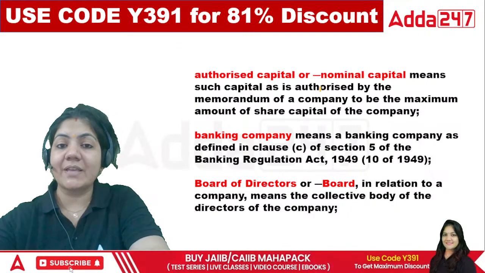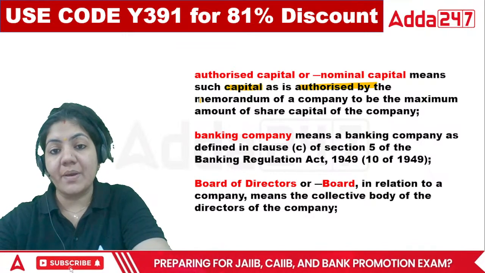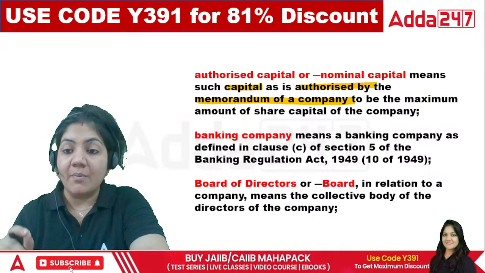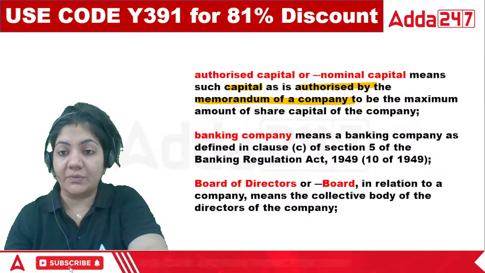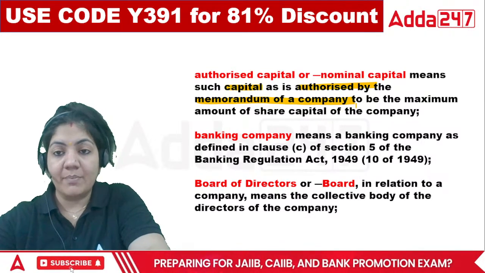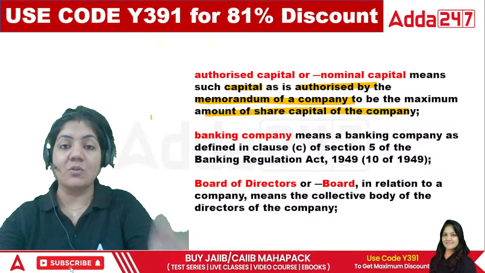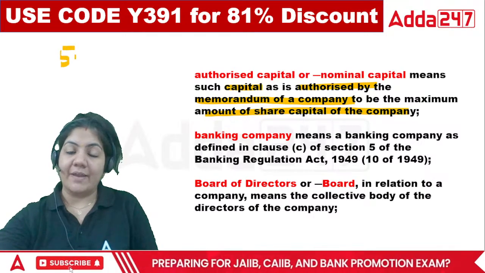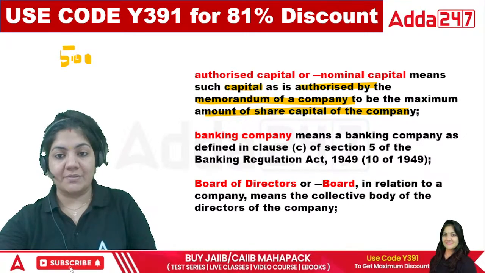Okay, next, what is authorized capital? It means such capital as is authorized by the memorandum of the company. It means what is written in the Memorandum of Association as the total authorized capital of the company, the maximum amount of share capital of the company. Suppose they have distributed 500 shares in total, whatever amount that comes to is called the authorized capital.